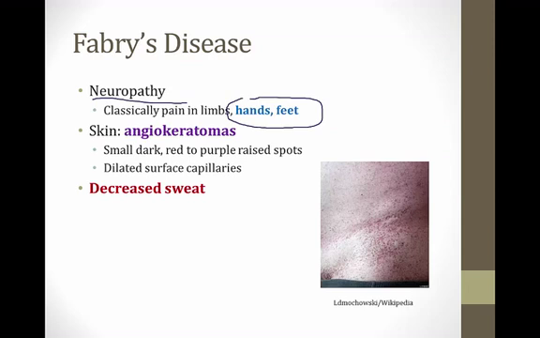On their skin, they develop angiokeratomas. These are small red to purple raised spots that come from dilated surface capillaries. This is a picture of angiokeratomas on the trunk shown on the screen here. And then finally, people with Fabry's disease have decreased sweat.